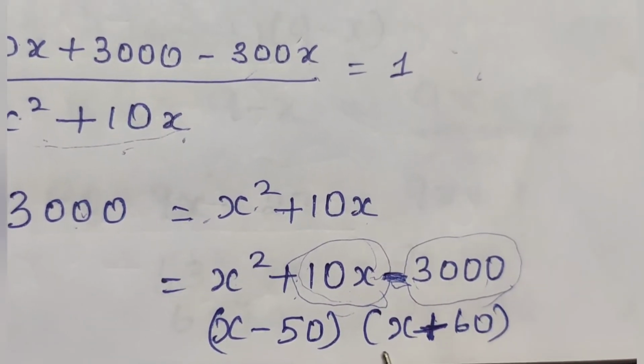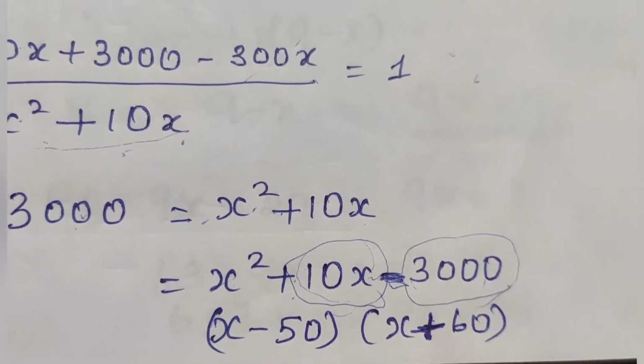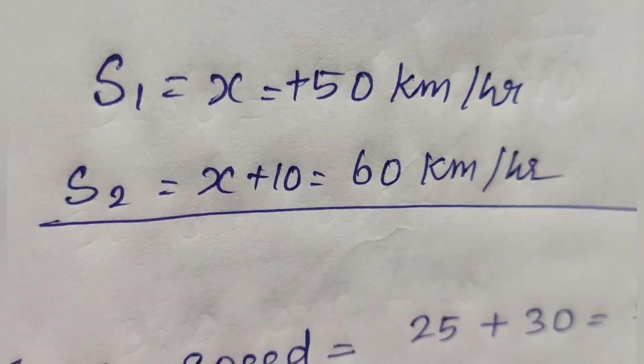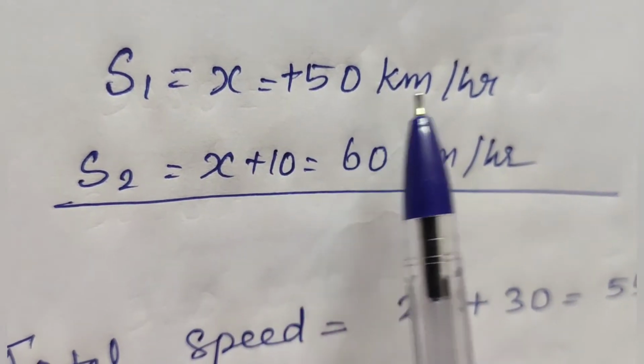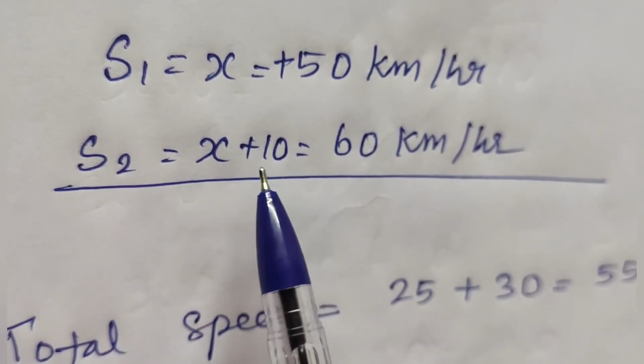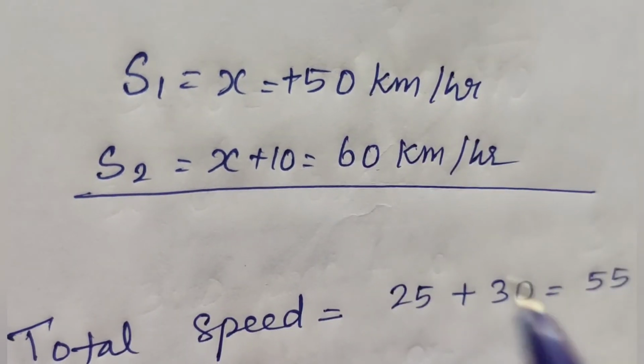Normally we don't take negative values. So x is equal to 50 km per hour. So speed 1 is 50 km per hour and speed 2, the increased speed, is 60 km per hour.